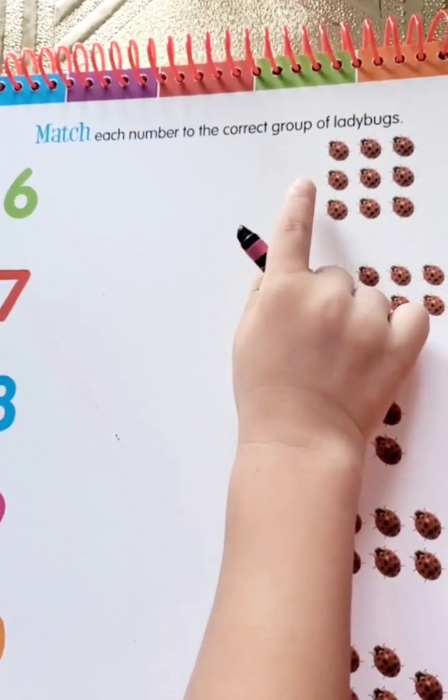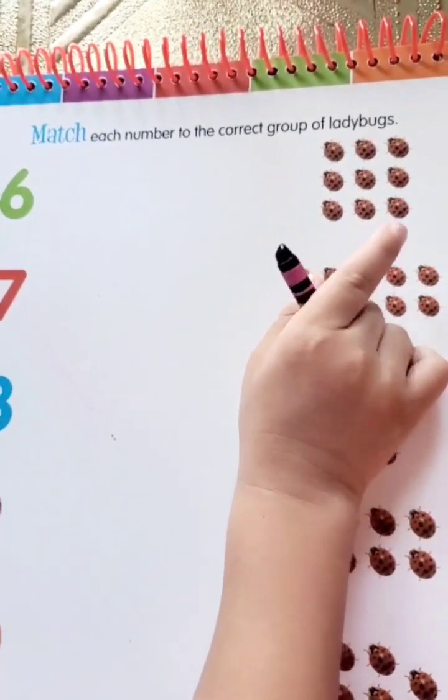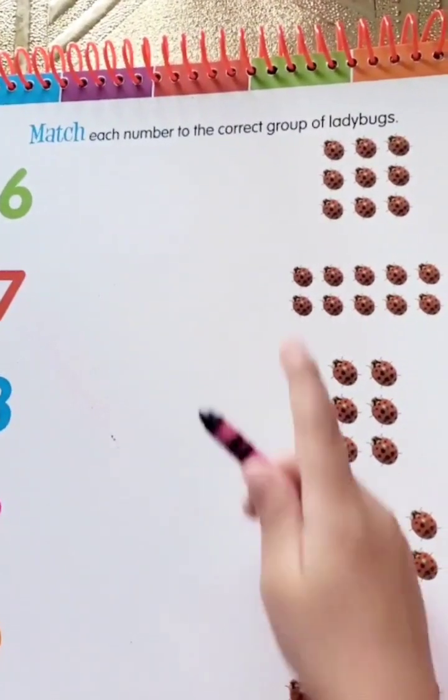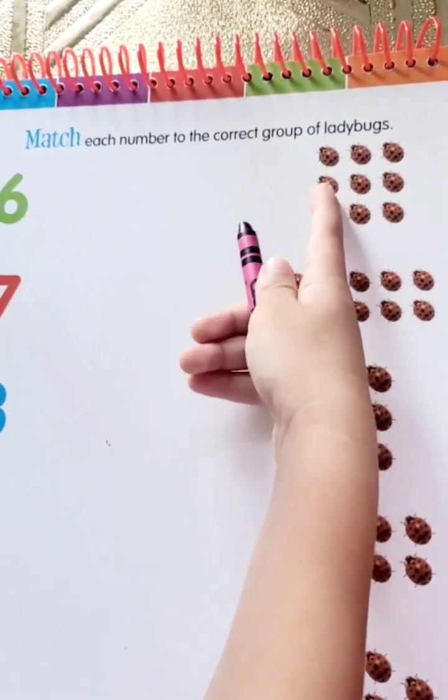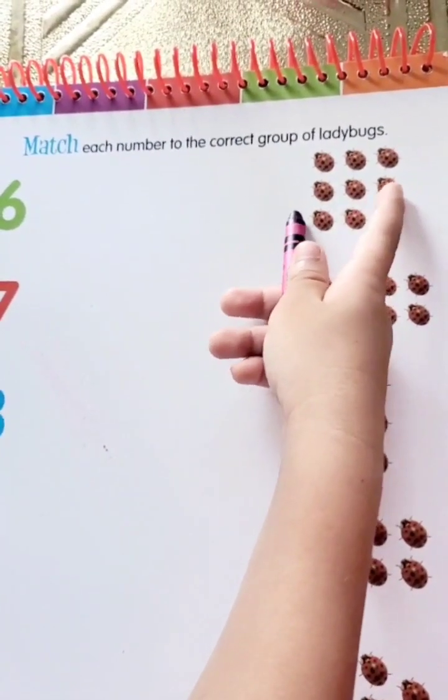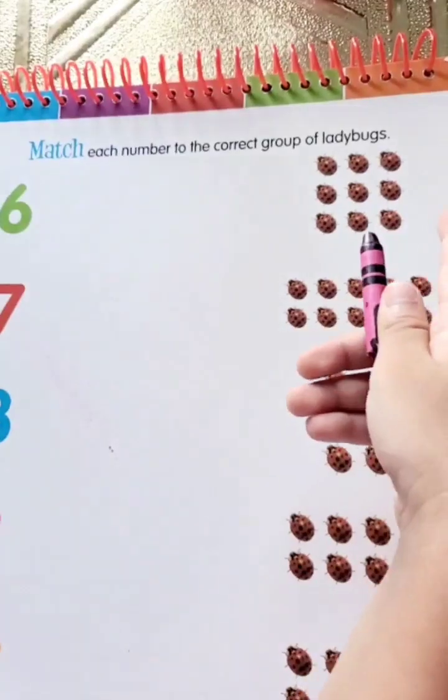Okay, 3, 4, 5, 6, 7, 8, 9, 10. Count again. 1, 2, 3, 4, 5, 6, 7, 8, 9. There's 9.